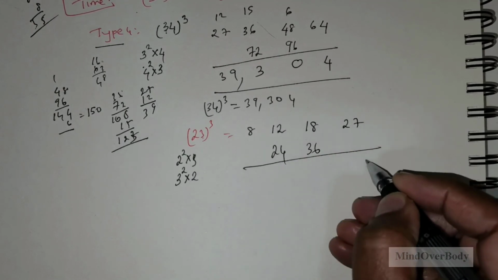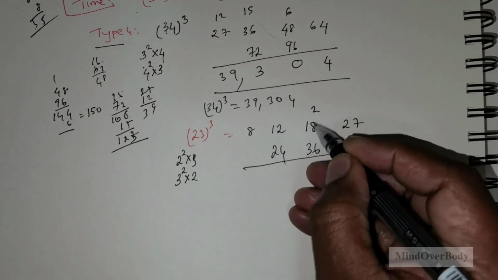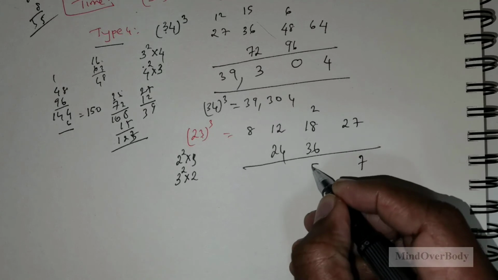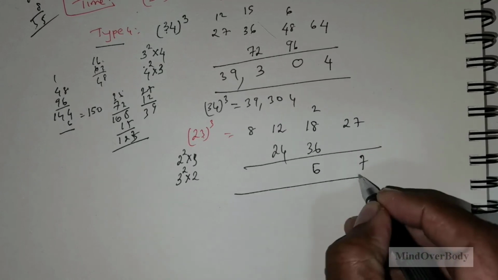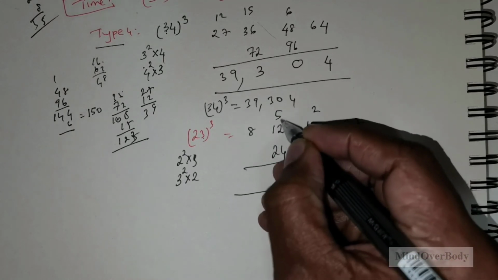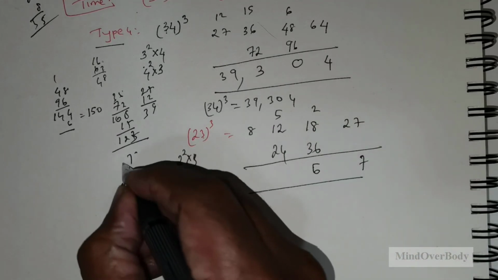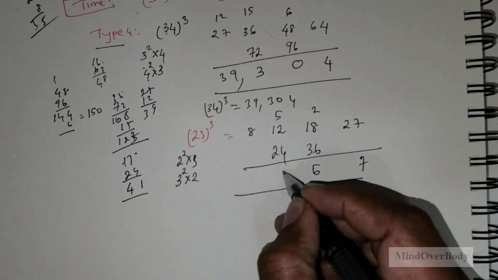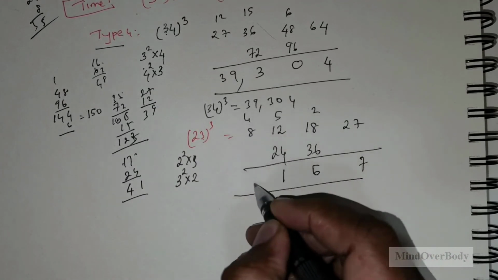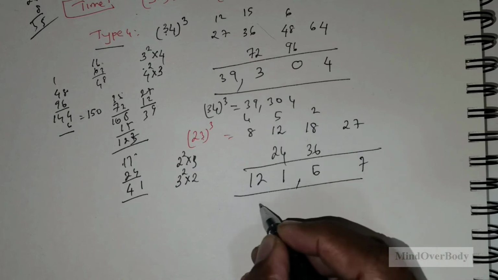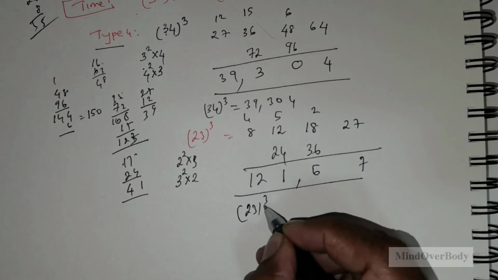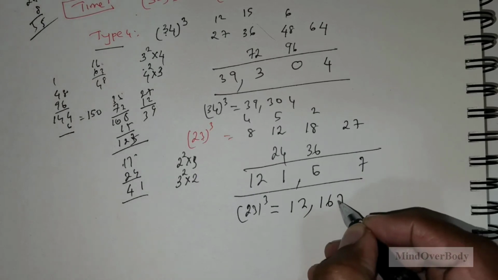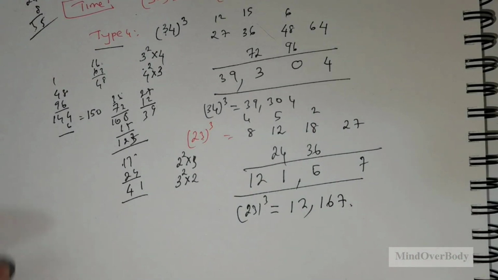Now add these numbers. 7 carry 2, 18 with 2 will be 20. 20 added with 36 will give you 56. So place 6 there and carry 5. So this is going to be 17. 17 added with 24 is 41. So 1 carry 4. 4 added with 8 will give you 12. So the quantity 23 cubed is going to be 12167. So this would be your solution.